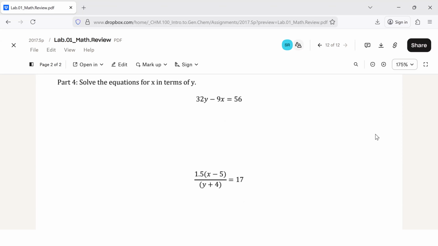So then it's just all about remembering your steps. How do you do the algebra in the right order? Right? We're going to want to divide by 9 at some point to get this x by itself. But we can't do that until we take care of this piece first. So we start by subtracting 32y from both sides.